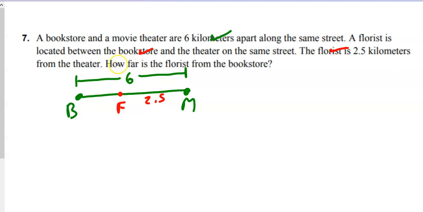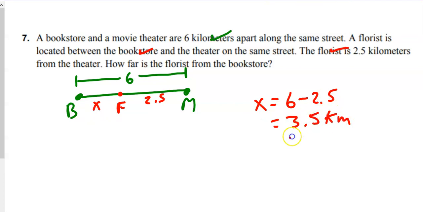Okay? So now it says, how far is the florist from the bookstore? So florist to the bookstore, that's what we're looking for. We're looking for BF, and I can also just call it X. So again, I know the larger portion is 6. I need to subtract off this smaller portion of 2.5. And I get from the bookstore to the florist, it's going to be 3.5. And I'm going to label it kilometers. When you get to a word problem, I'm not asking you for a sentence or a paragraph as an answer. I expect you to label it.